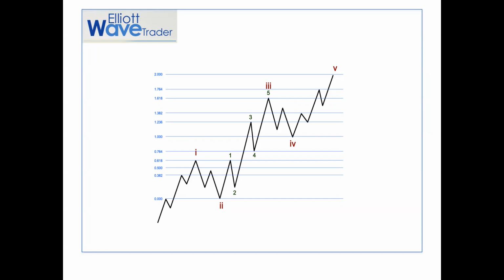Now, of course, this is simply a standard framework within which we track an impulsive wave structure through waves 3, 4, and 5. There can be further extensions, and often are, beyond the 1.618 extension that wave 3 will target. And it will most likely change the targets for wave 4 and 5 as well. But we often see this occur in commodity charts like gold and silver.